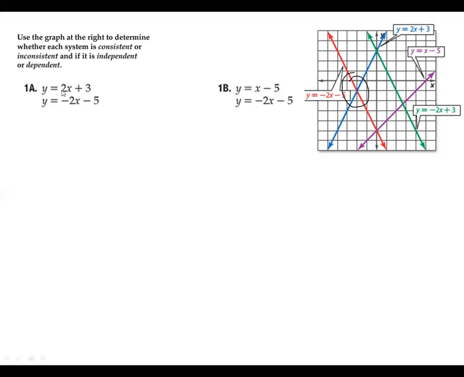Let's just double check those again. 2x plus 3 is the blue line. Negative 2x minus 5 is the red line. They intersect, consistent and independent. x minus 5 is the purple line. Negative 2x minus 5 is the red line. Intersect once right here, consistent and independent.